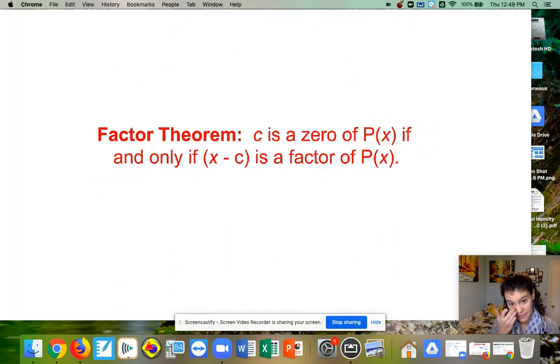So that's what the factor theorem says. It says if c is a 0 of a polynomial, then x minus c has to be a factor, or the other way. If x minus c is a factor, then c has to be a 0.